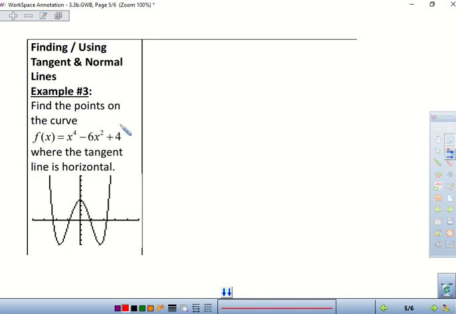So the next one says, find the points on the curve f of x equals x to the 4th minus 6x squared plus 4, where the tangent line is horizontal. When a tangent is horizontal, that means the slope at that particular point is what? 0. So on this little sketch of the graph, can you find 3 places where the slope is 0? Here, here, and here, right? Does everybody see how those are 3 points where the slope is 0? Okay. So we want to find out where those points are.